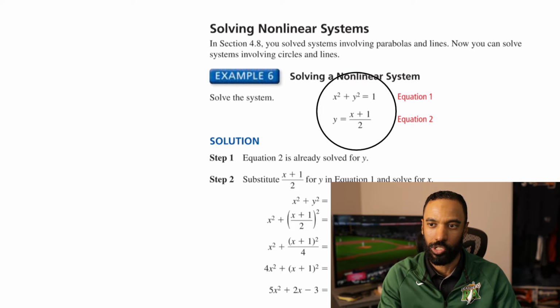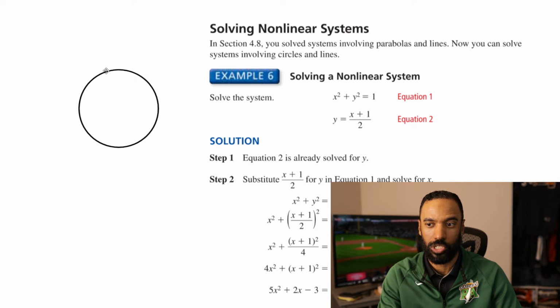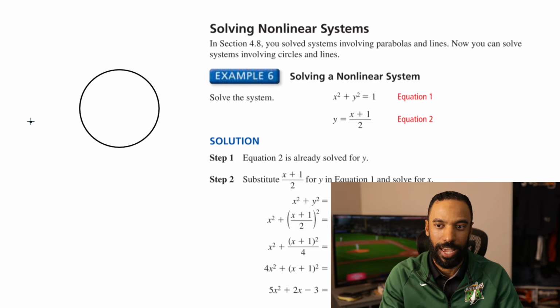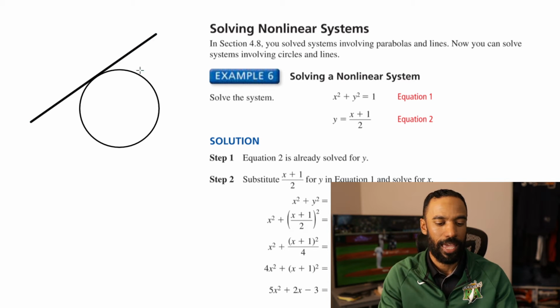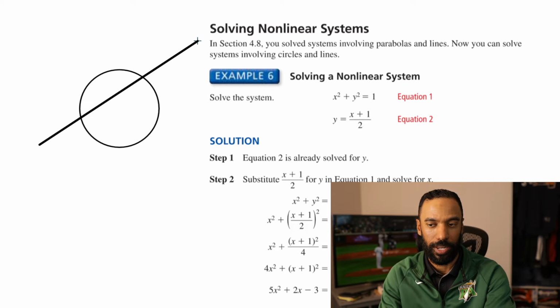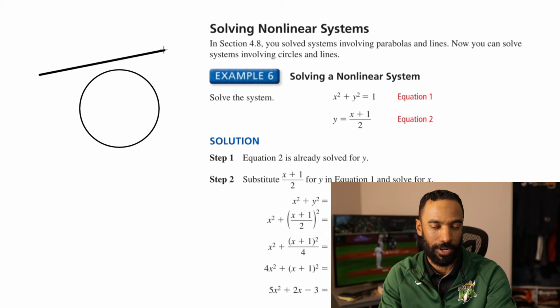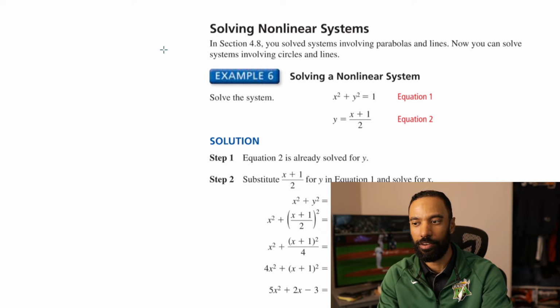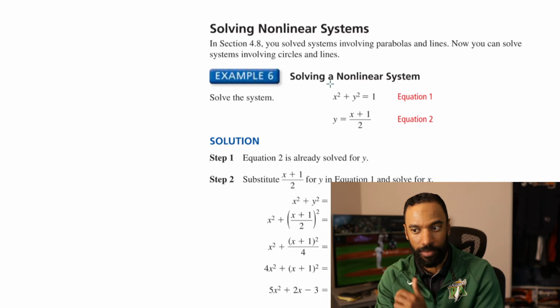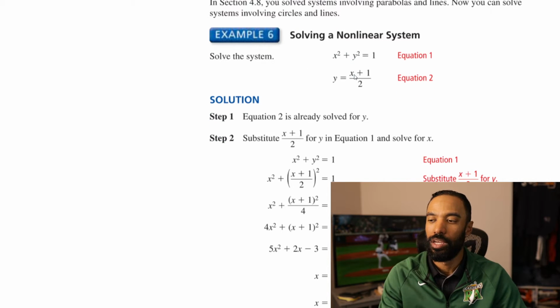Now, not literally this circle, but here's the idea. We literally just talked about circles with tangent lines that would intersect once. Circles with secant lines would intersect twice, or maybe they don't intersect at all, right? So those are the different kinds of solutions to the system here, and we have to account for all of them. So what they're going to do is probably a substitution.